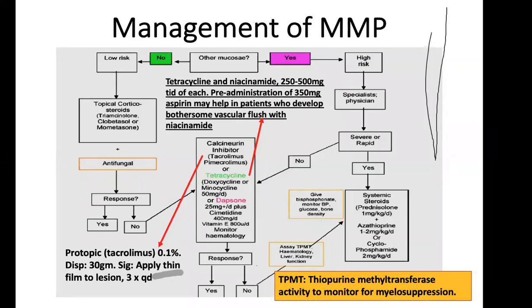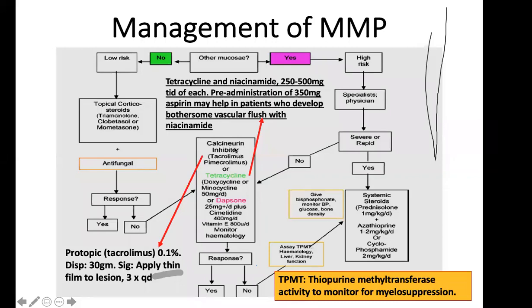And obviously it's less toxic than steroids, so I always start with something less destructive. So tetracycline, niacinamide, 250, you can go up to 500 milligrams each, 3 times a day. And patients who take niacinamide sometimes complain of a vascular flush. And so if you give them 350 mg of aspirin, that vascular flush that you see on the face is prevented.